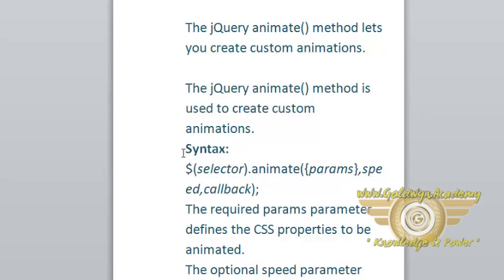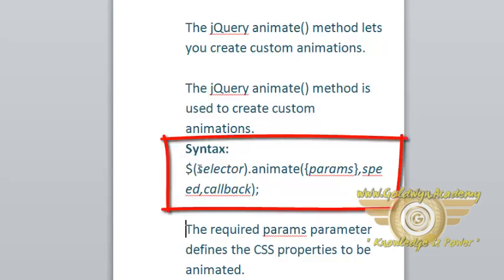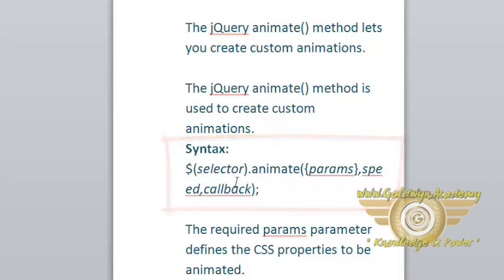This is the syntax for jQuery animate method. Dollar, then selector, dot, name of the method, which is animate, and inside parameter you can write params, which is CSS property with its value. Then you can write speed like slow, fast, or speed in millisecond, and then you can write callback function. Okay, so this is the syntax for jQuery animate method.